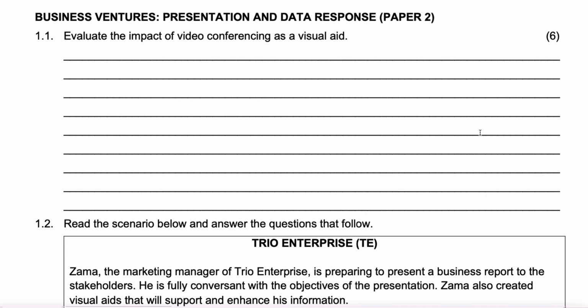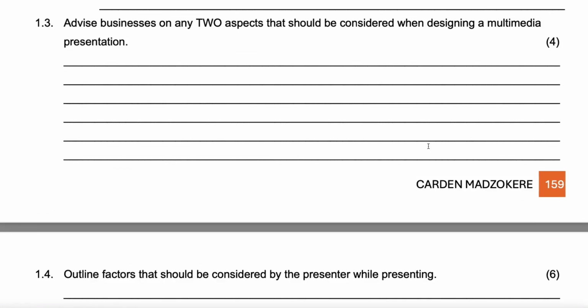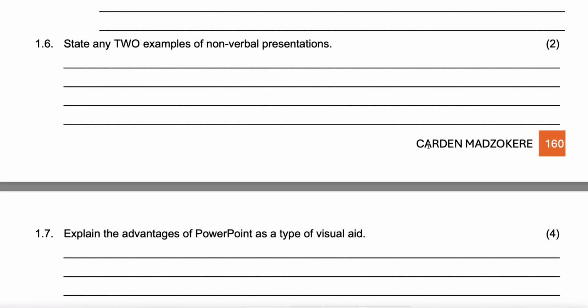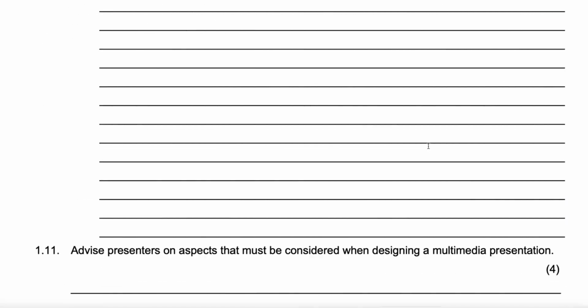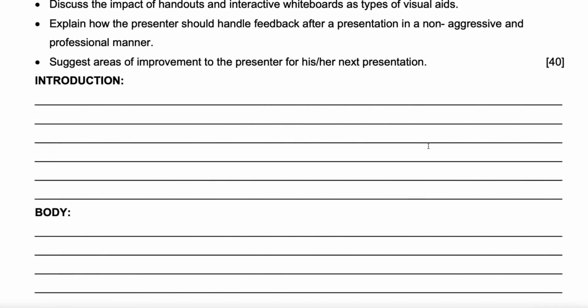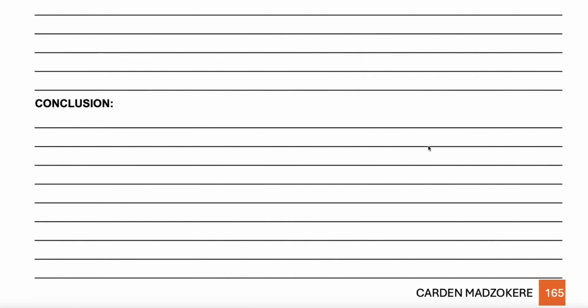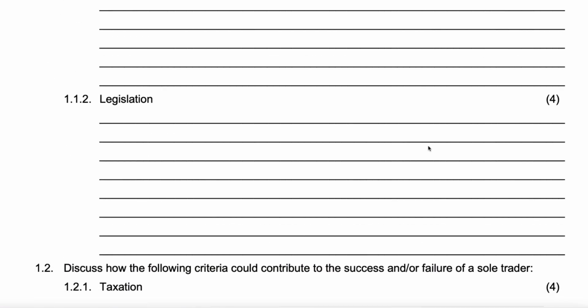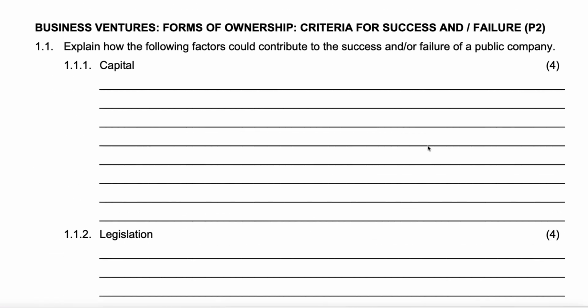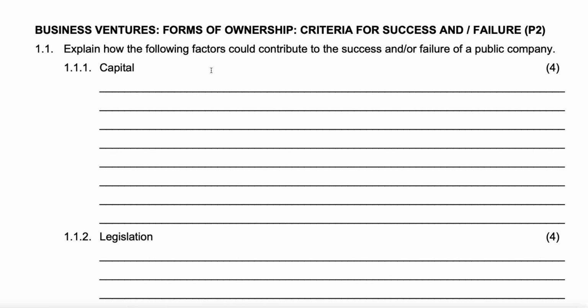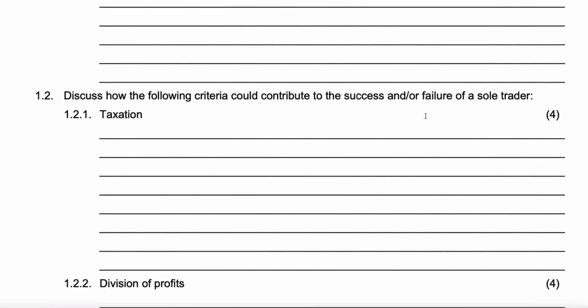That's it. Okay, then the second last topic, which is presentation and data response. This is your paper 2 under business ventures. So there we have it, all the questions that have appeared. And I wouldn't expect them to be many. Essay 1, essay 2. That's it.